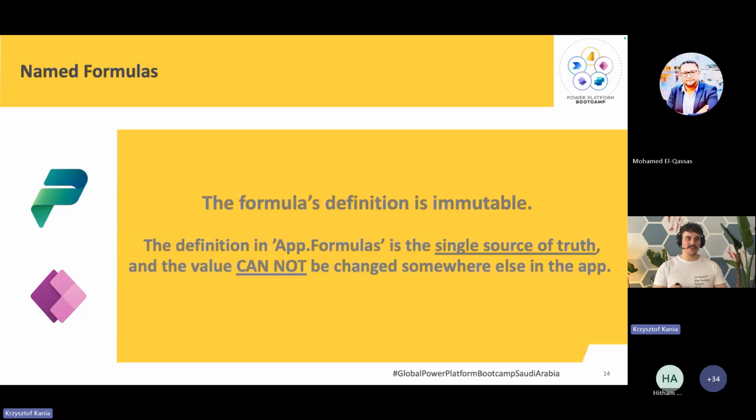So you already see the advantage of improved readability of our application. And the formula definition is immutable. If you provide your formula in App.Formulas, it is a single source of truth. You cannot change the value anywhere in the application. You cannot append the value. You cannot force the change. It is over there, and whenever it is needed, it will be available for us. So you have this single place of definition, single source of truth. And this is really important with your named formulas.